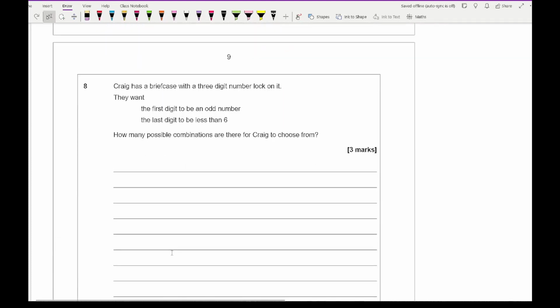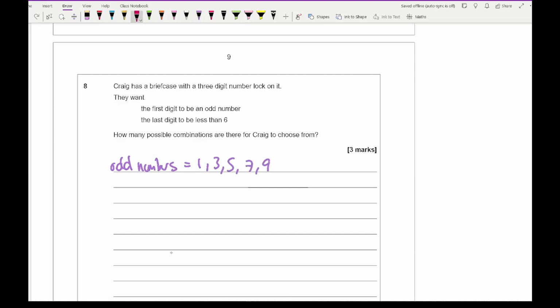Then moving on to our last question, it says Craig has a briefcase with a 3-digit number lock on it. They want the first digit to be an odd number and the last digit to be a number less than 6. How many possible combinations are there for Craig to choose from? So in terms of the first digit to be an odd number, well, odd numbers are either going to be 1, 3, 5, 7, and 9.